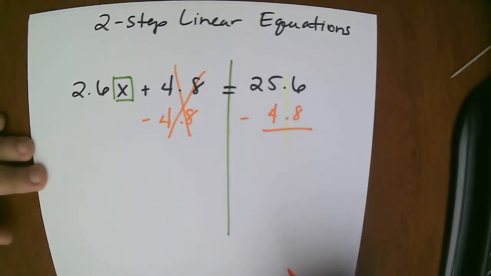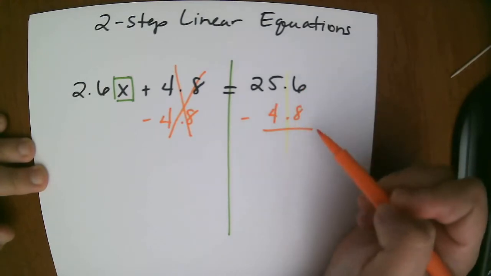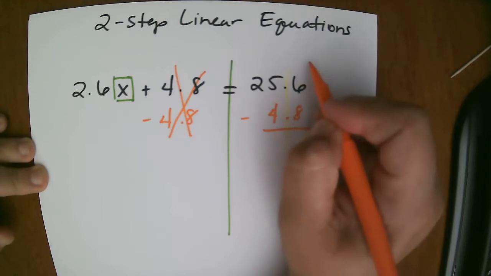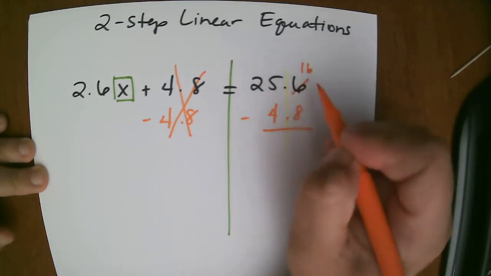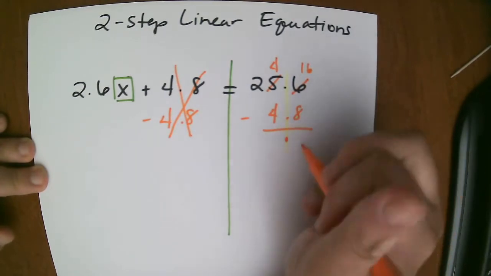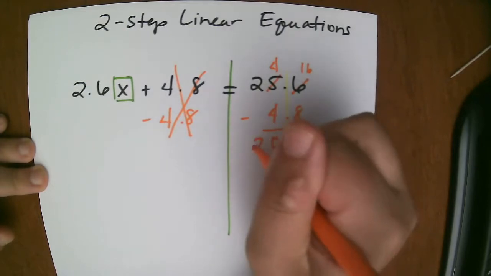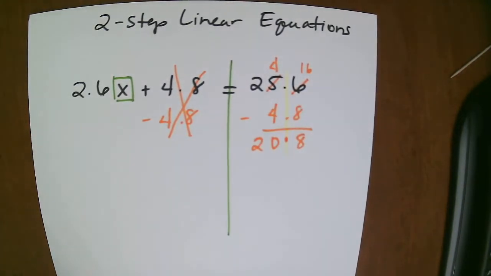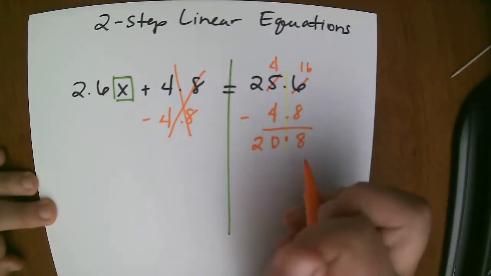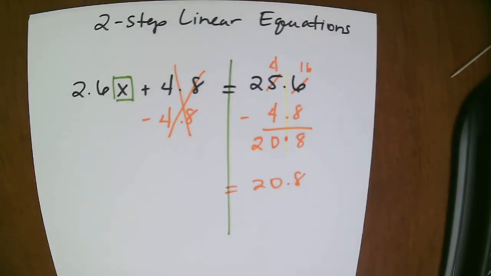Now let's subtract. I can't take 8 from 6, correct? So I'm going to have to borrow from this 5, 1. So this is going to become a 16, and this is going to become a 4. I'm going to bring that decimal down. So 16 minus 8 is 8, 4 minus 4 is 0, and then 2. So it's become 20.8. And I'm just going to rewrite it here so I have more room. I still have that 2.6 times x.